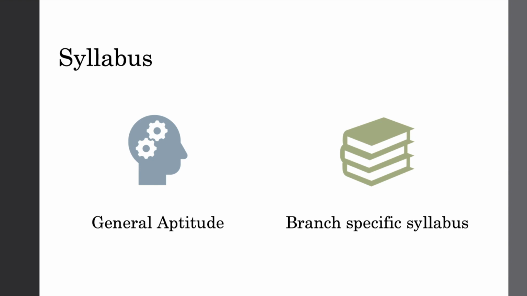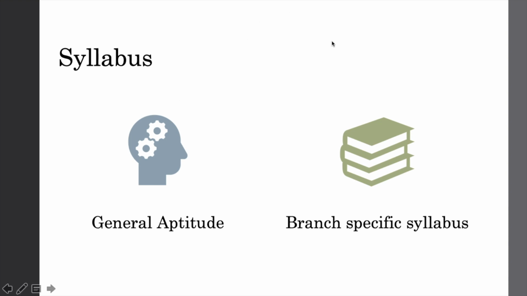Now we will talk about the syllabus. The GATE exam question paper is divided into two parts. One is the GATE general aptitude, which is asked for everybody. It is a common paper. The second one is the branch-specific syllabus. We will go through both of them accordingly. So the first one is the general aptitude paper.